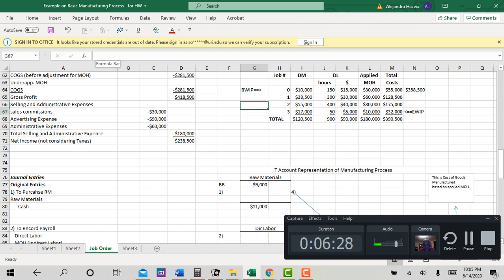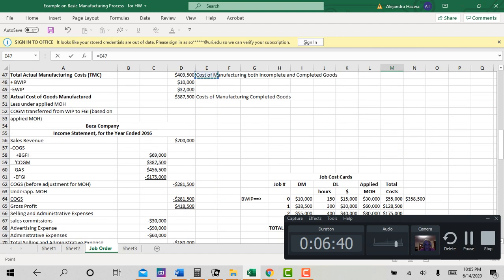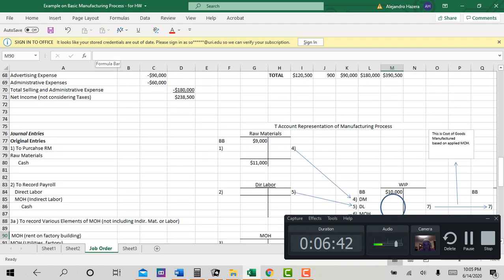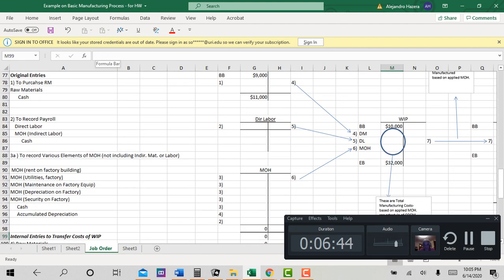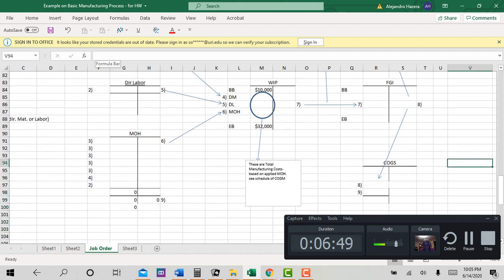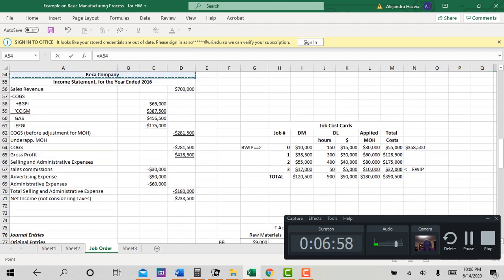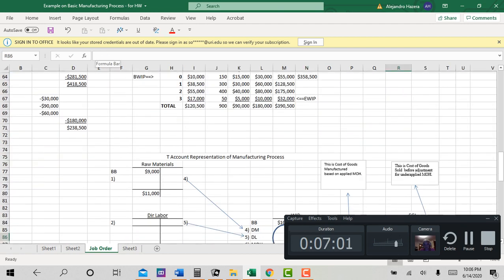Okay, and then your ending work in process. I'm going to take it from my statement of cost of goods manufactured again. 32,000 is your ending work in process. And then finally, I'm going to go over here to finished goods inventory. Your beginning balance in finished goods inventory will be on the income statement actually. It moves over to the income statement by then, and is 69,000.